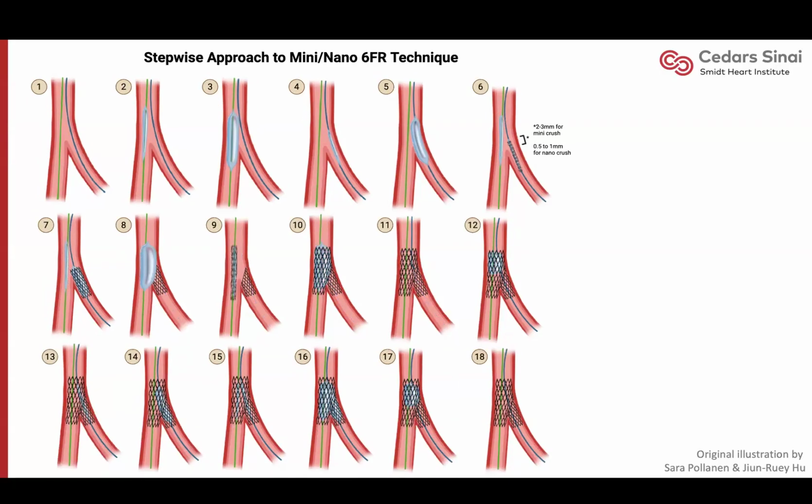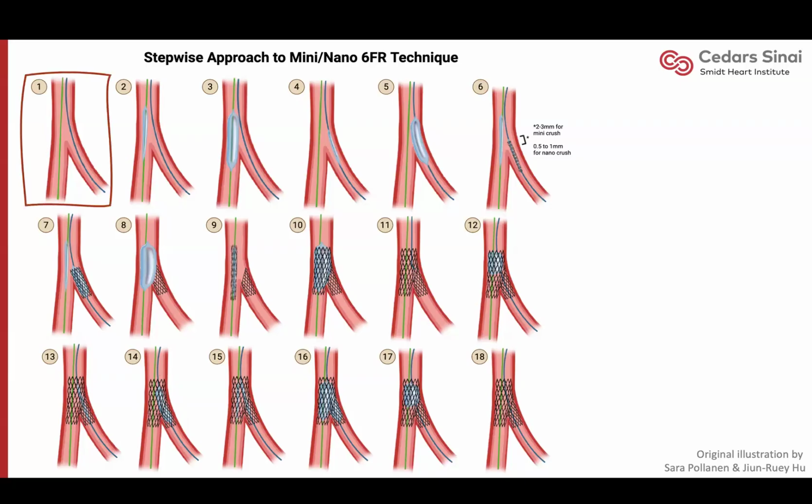How about performing mini crush using the 6 French system? In a 6 French system, it is not possible to advance 2 stent delivery systems together. One stent delivery system has to be removed before the other stent delivery system can be advanced. Therefore, mini crush performed using a 6 French system has to be modified as follows.